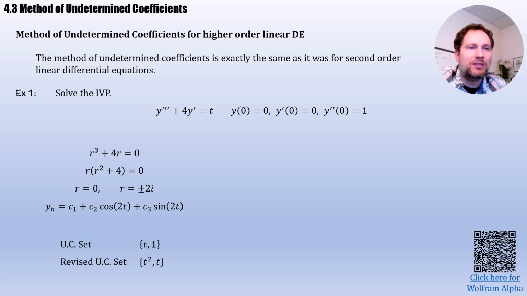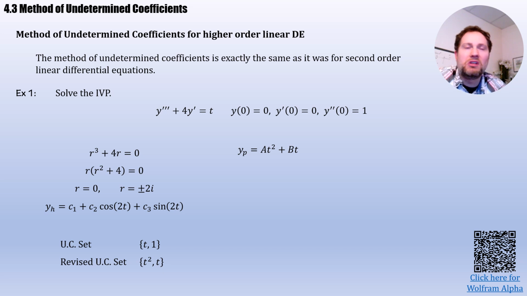And now in this case, we need a revision of our UC set because our UC set would produce a constant, and one of our solutions is a constant solution, the C1 right here, right? So there's this overlap I should have highlighted on the slide. That means the whole UC set needs to be multiplied by t. And now we're prepared to set up the form of our particular solution.